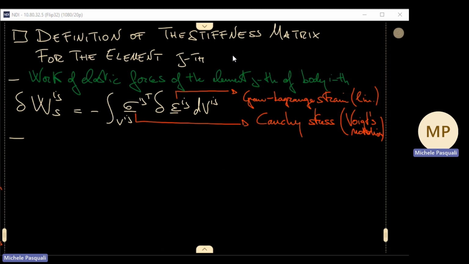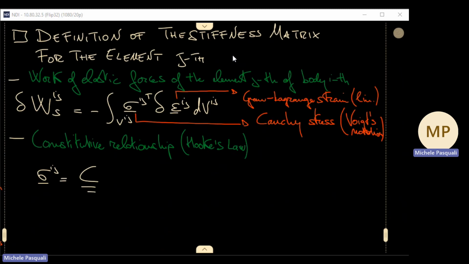The constitutive relationship is the following. Here we introduce Hooke's law. It's Hooke's law. So it's always linear, at least for us. Not in general, of course. And it's written like so. So it's basically, of course, sigma ij equal to C. Well, this is a matrix, in fact, of the constitutive law.